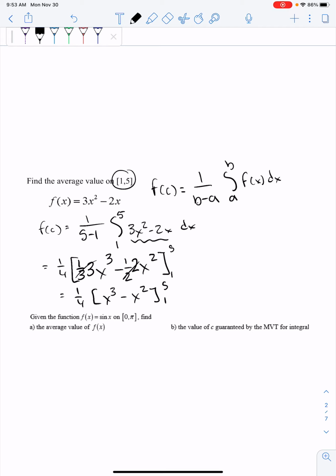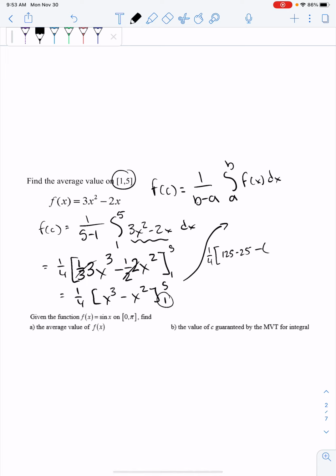So I've got 1/4, I'm going to move over here, multiplied by, now I'm going to plug the 5 in, so x cubed, that's 125, minus x squared, that's 25. But then I have to minus plugging in the 1. See, and I do this every time. I don't give myself enough room. Let's rewrite that over here. 1/4 times 125 minus 25. But then I've got a minus plugging in the 1.